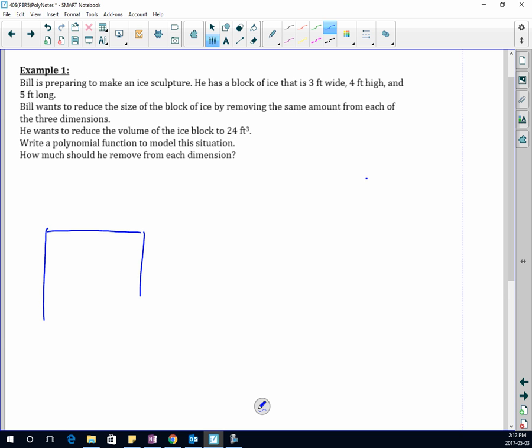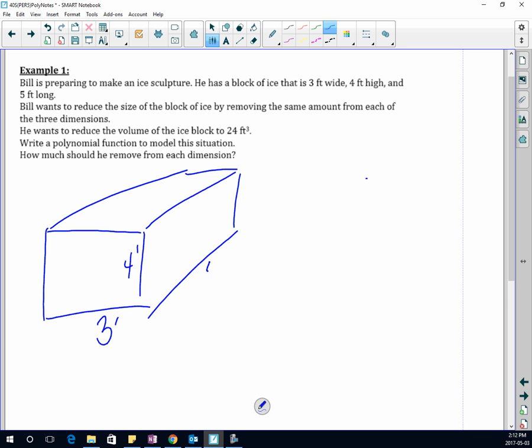Let's draw a block of ice. I'm not the best artist here, so does that look good? And it's 3 feet by 4 feet by 5 feet, yeah? And he wants to reduce the size by removing the same amount. So that's going to be our unknown. We don't know how much he's going to remove. So we're going to say let x equal the amount to be removed in feet.